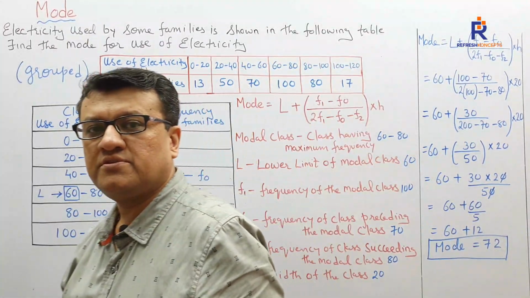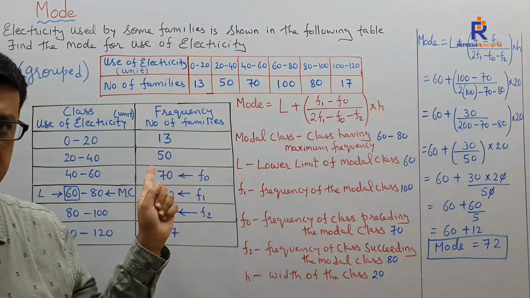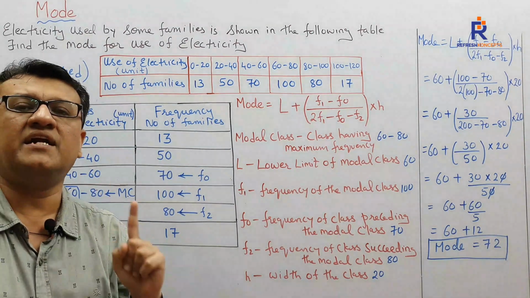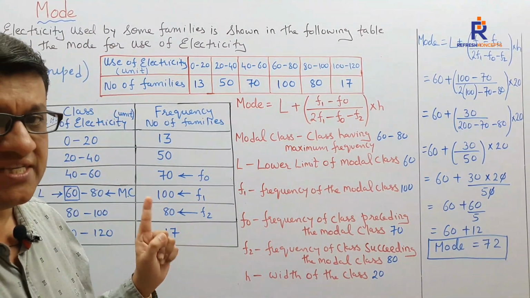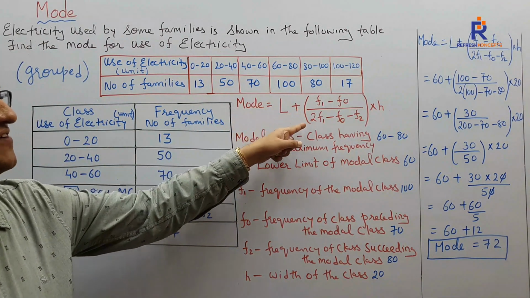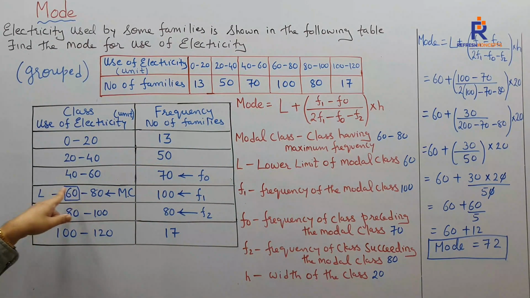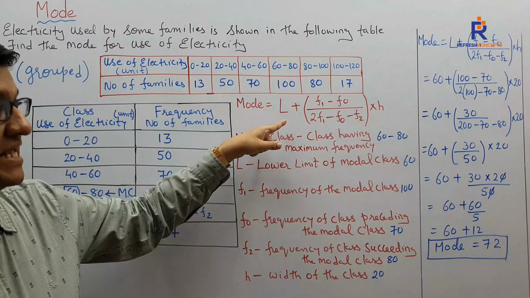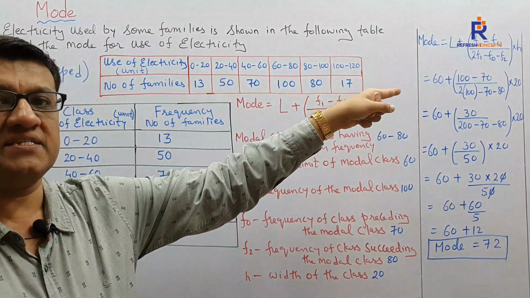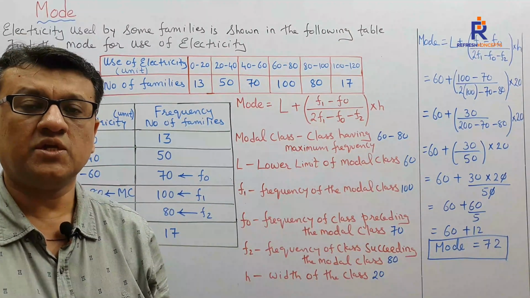A quick refresh. There is no extra column if the classes are continuous. If the classes are not continuous, the very first thing we are supposed to do is make the classes continuous. If that is done, then we need to find the modal class, F0, F1, F2, and lower limit, and apply the formula. Mode is equal to L plus F1 minus F0 upon twice F1 minus F0 minus F2, into H. Substitute the values to get the answer. Very simple, children.